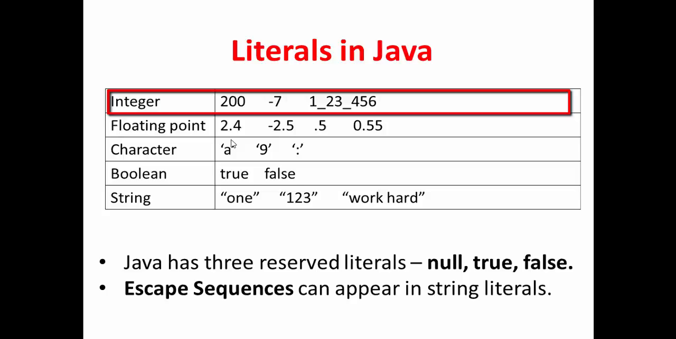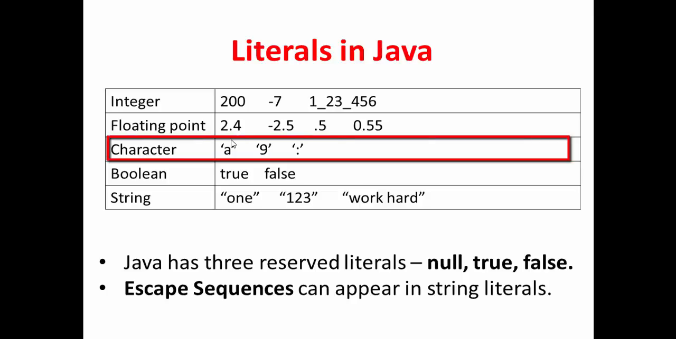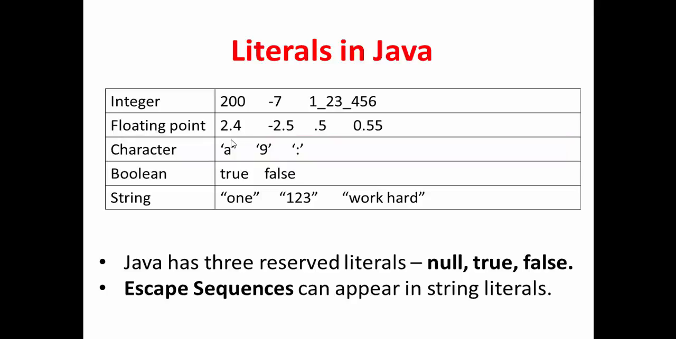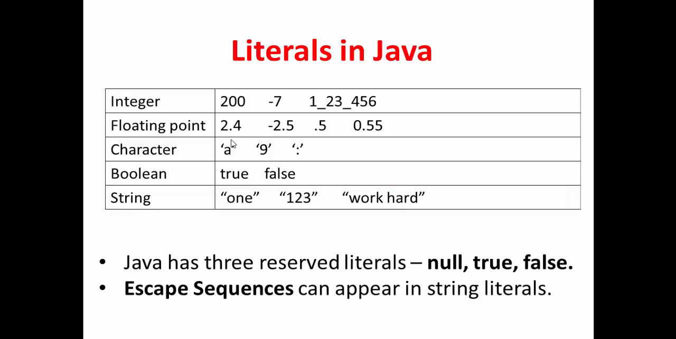For more readability, you can use underscores in between numerics. The floating point literals and the character literals must always be surrounded by single quotes. Boolean literals, true, false, and string literals. The string literals must always be surrounded by double quotations. Well, Java has 3 reserved literals. Null, true, and false are not keywords, but they are reserved literals.